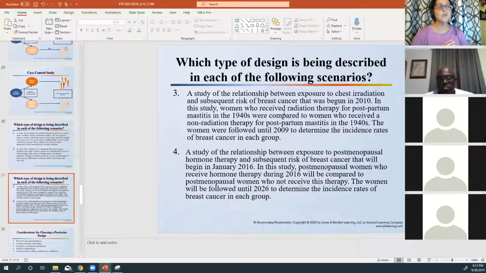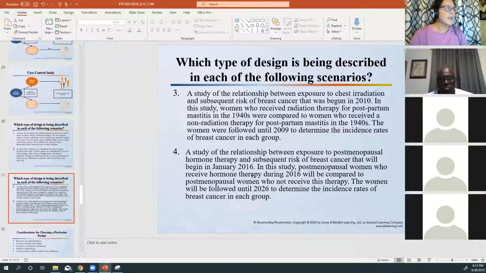And then those women, we look at their medical records, because obviously if you are diagnosed with breast cancer, that's going to be in your medical record. So we follow them from the 1940s when they first get treatment all the way to 2009.